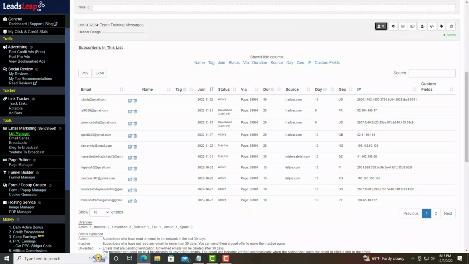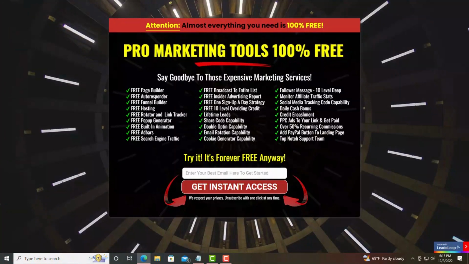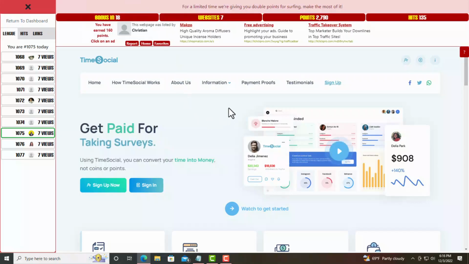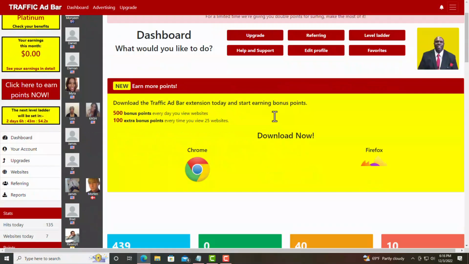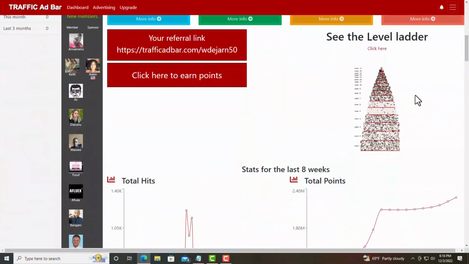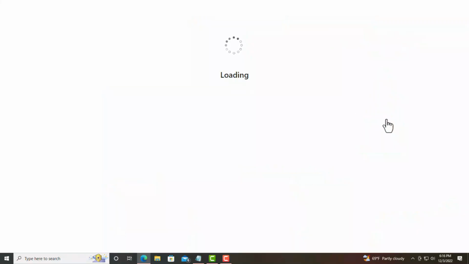Let me show you the lead capture page that I had. This was the lead capture page that I have for the traffic ad bar system. Now, it didn't specifically talk about the traffic ad bar system, but it was an attractive lead capture page and someone opted in. So let me explain this to you guys when we get involved with the traffic ad bar system. I'm going to get away from that, and you see this right here, I'm going to enlarge it so you can see this.